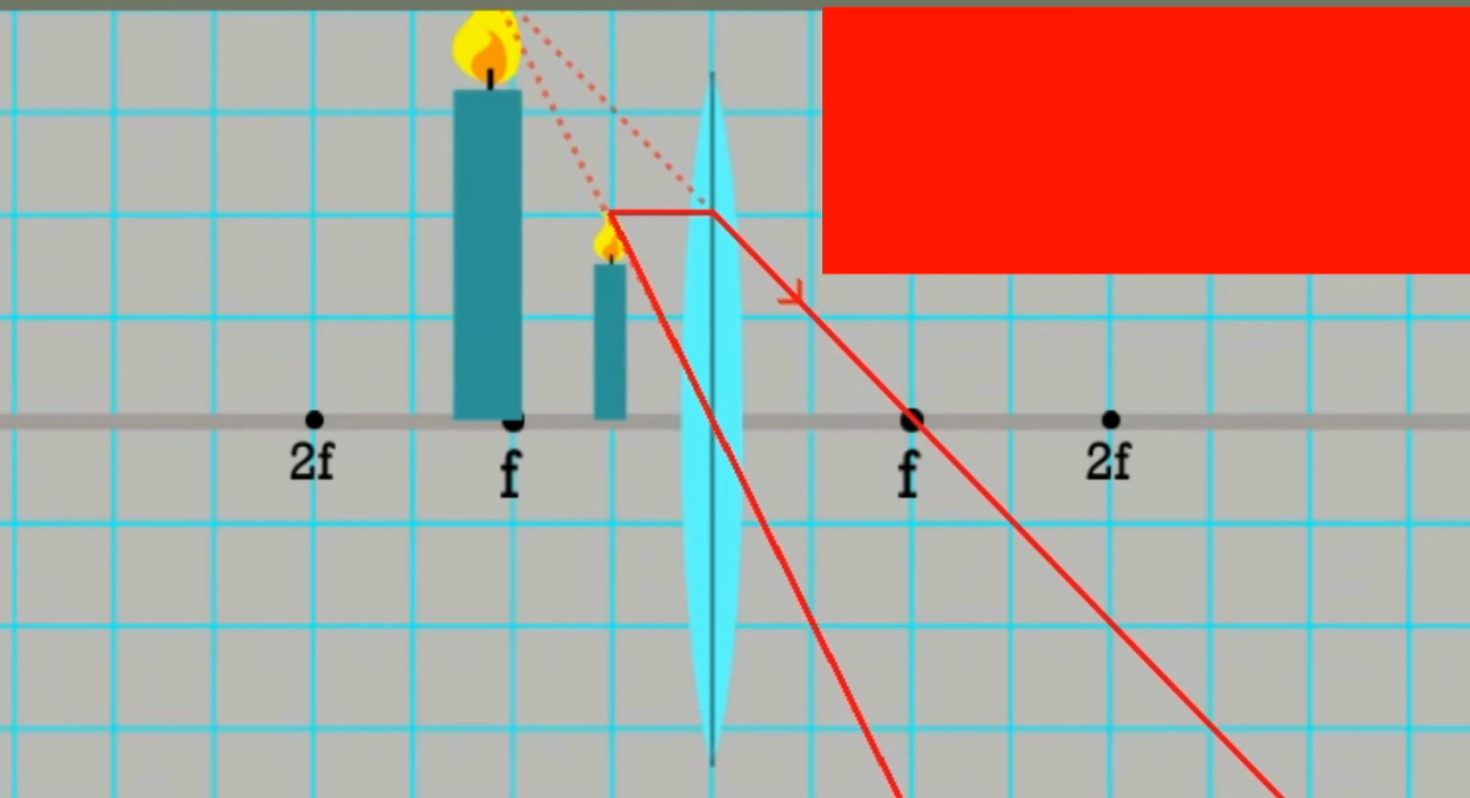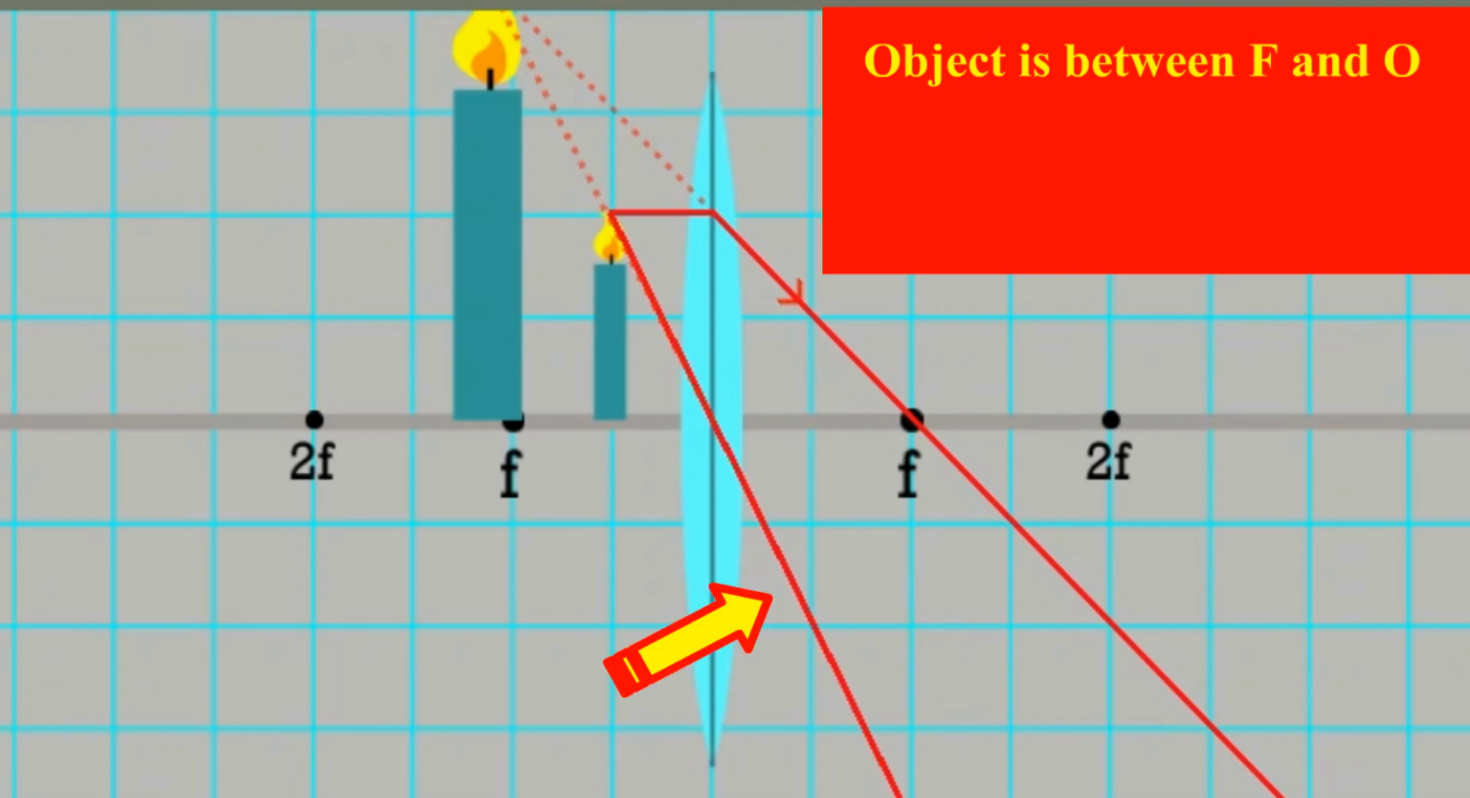Okay, where is the image, sir? Now the image is formed on the same side as the object. Now is it a real image or a virtual image? See, these are the refracted light rays. These refracted light rays never meet because they are moving away from each other, diverging. So there is no chance of forming an image on this side.